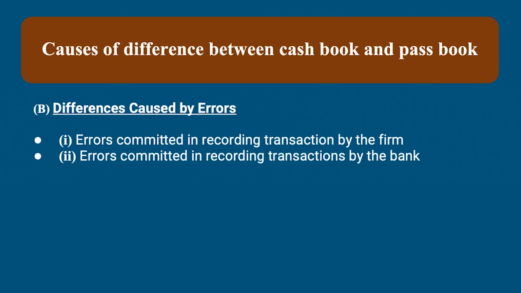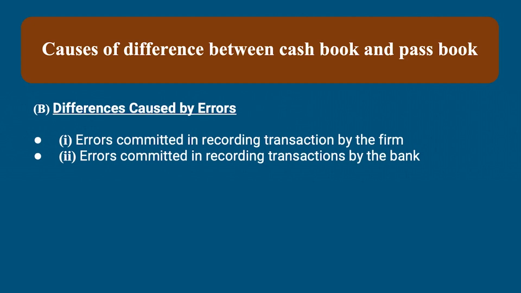Now, dear learners, let us know about differences caused by errors. Sometimes the difference between the two balances may be accounted for by an error on the part of the bank or an error in the cash book of the business. This causes a difference between the bank balance shown by the cash book and the balance shown by the bank statement.